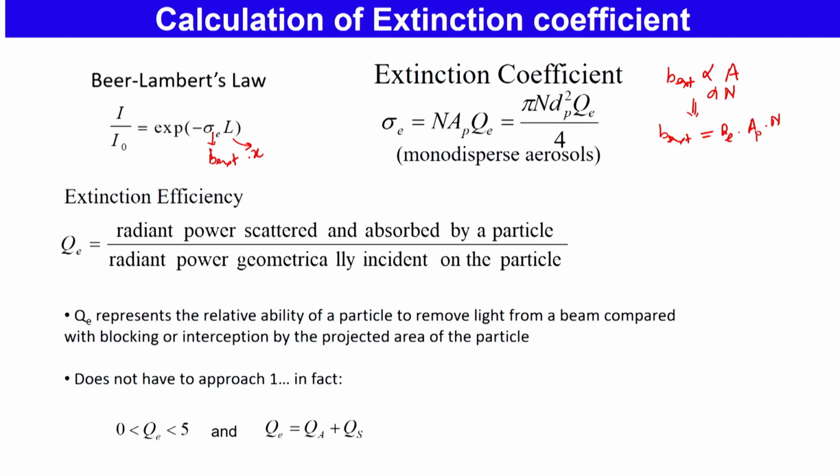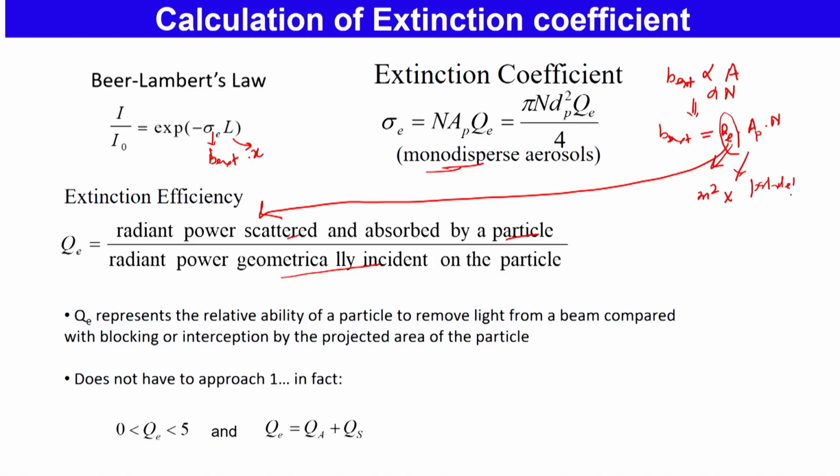Here sometimes you write the area of the particle, so A_P means area of the particles. Q_E becomes very important, and that is the extinction efficiency. By the way, this equation is valid for monodispersed aerosol. This extinction efficiency is the radiant power that is scattered and absorbed by a particle divided by the radiant power geometrically incident on the particle. If you remember the units here, area will have a unit of meter squared, and number is the number density, so you have particles per meter cubed.